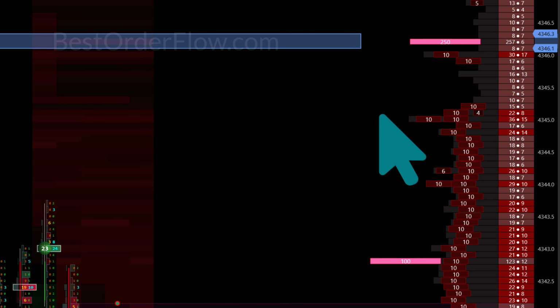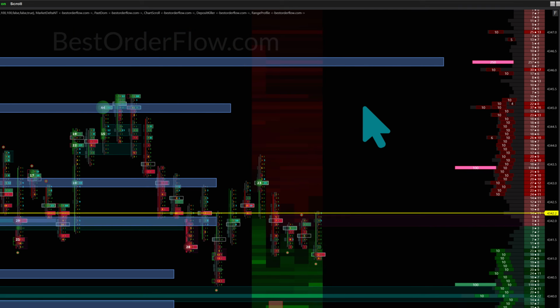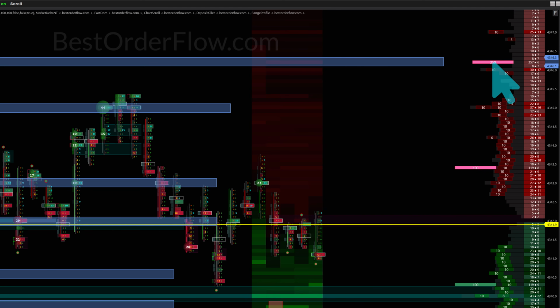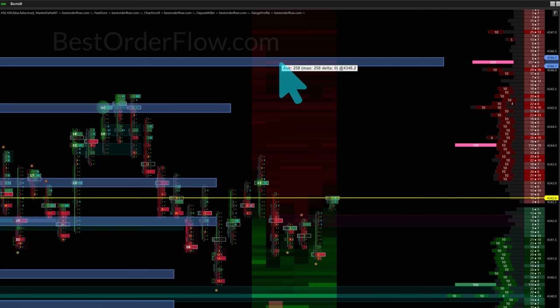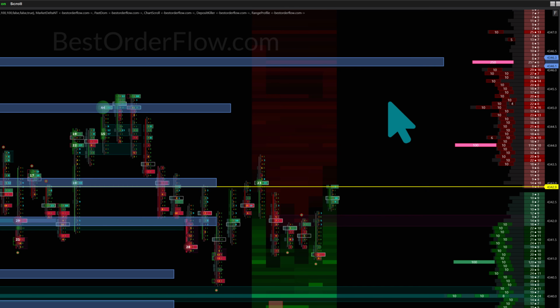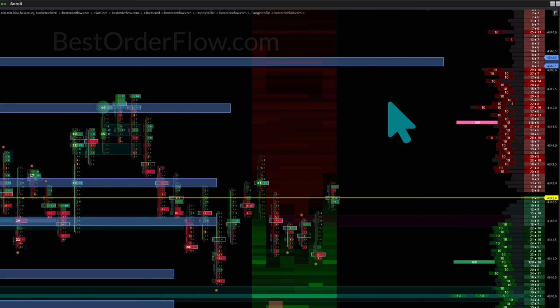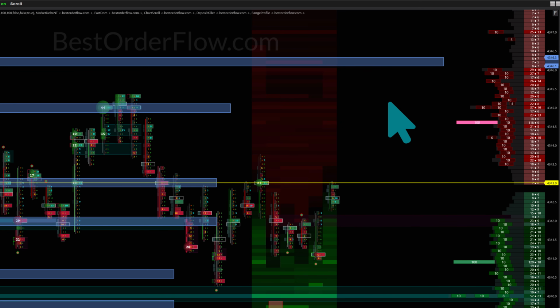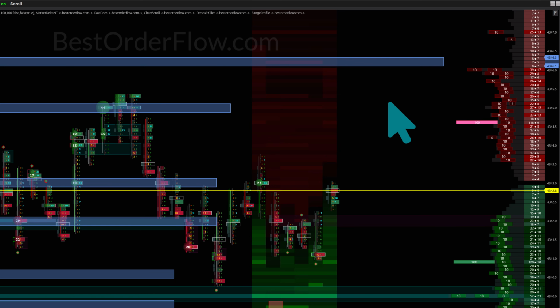You can't see that on the level 2 DOM. On this heat map, I filter them out. I filter out the liquidity of the market maker because it's not actual liquidity. It doesn't reside there for a long time. So this is the only software that lets me filter out market makers and bots.